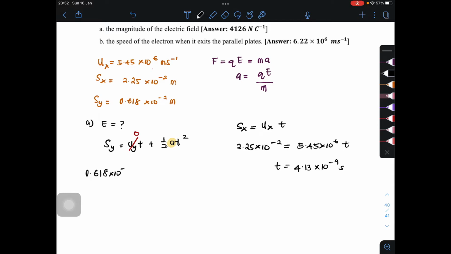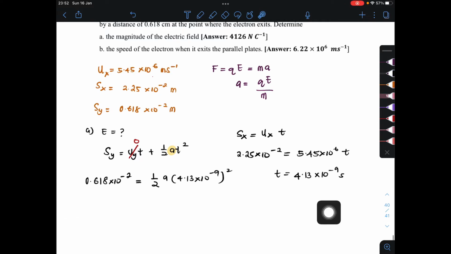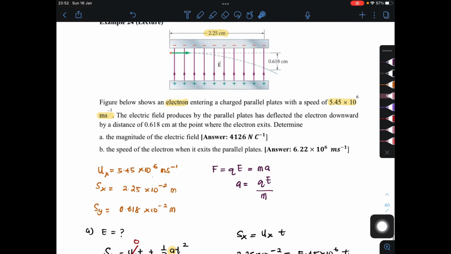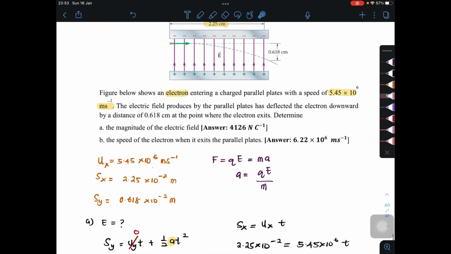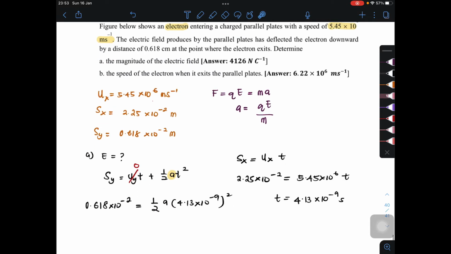From here, we substitute into the displacement formula: 0.618 × 10^-2 equals 1/2 a times (4.13 × 10^-9), and don't forget the square. From here, as we learned in semester 1, since Sy is downward, we need to include the negative sign because it is going downwards from the initial point. The initial point is here. So we should put a negative here.